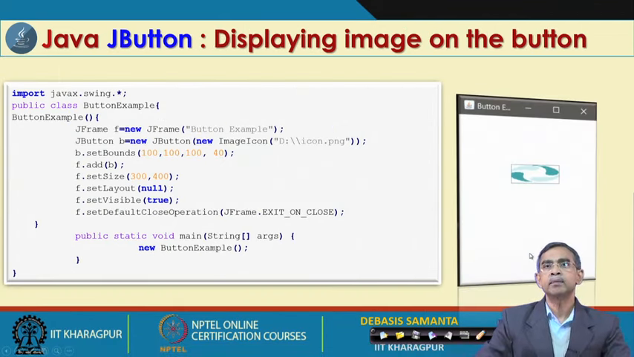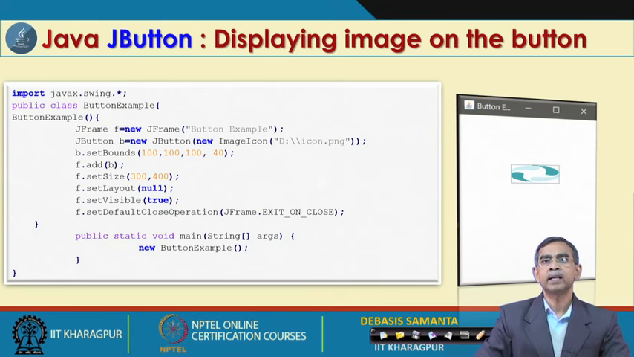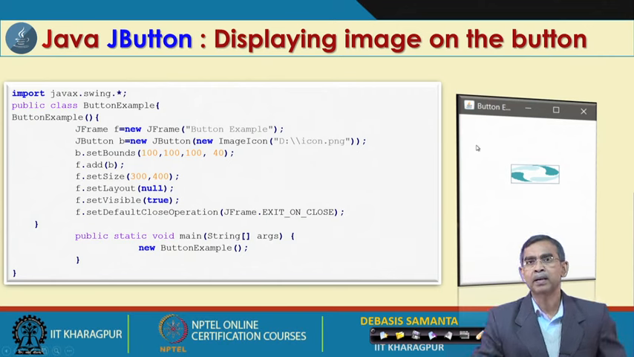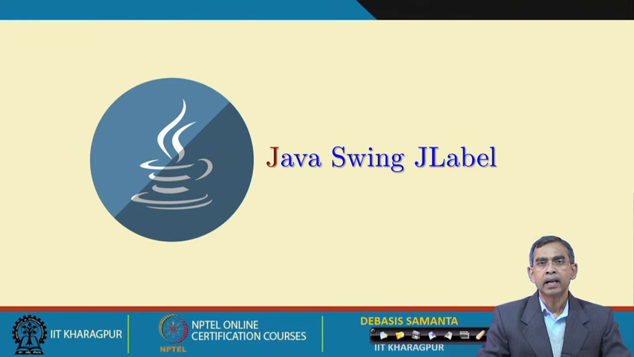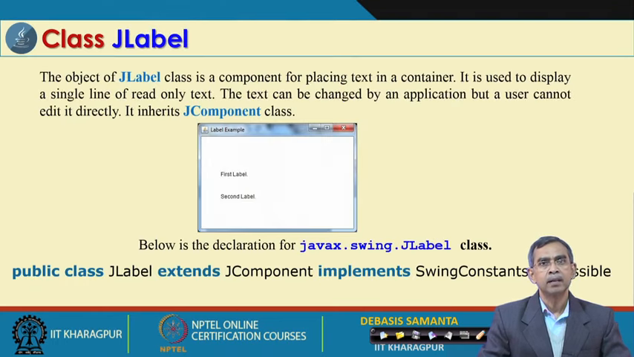And this example indicates that a button can include an image. As you see, an image is also there on the button itself. So, many small images can be embedded into the button to give a better feel and better look. Now, JLabel is basically the same as the AWT Label.